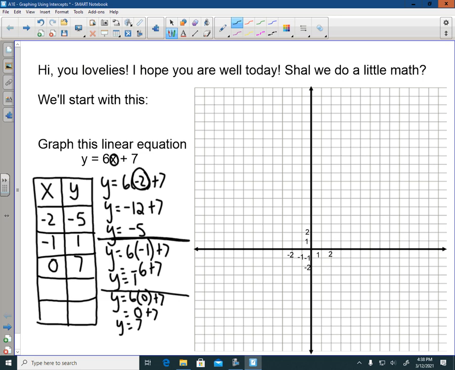And we can keep doing this, but we have 3 points, and that's enough. We could do it with a +1, though, and I don't have a lot of room. Oh, I know what I can do. I can scroll this page.